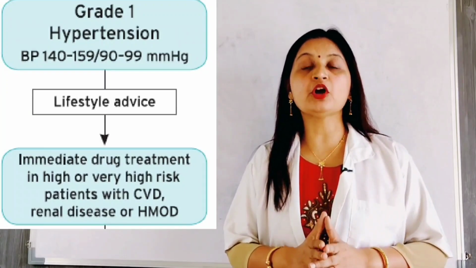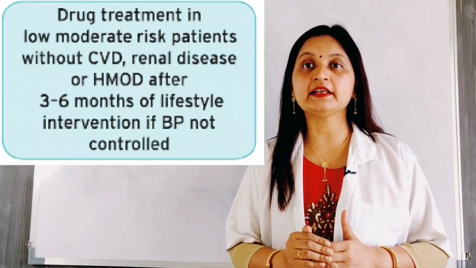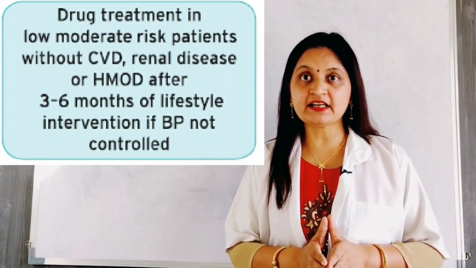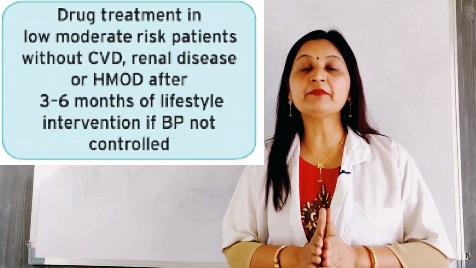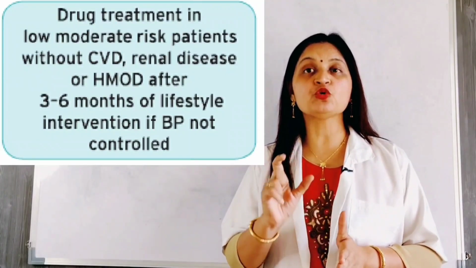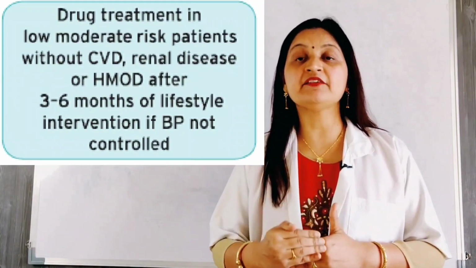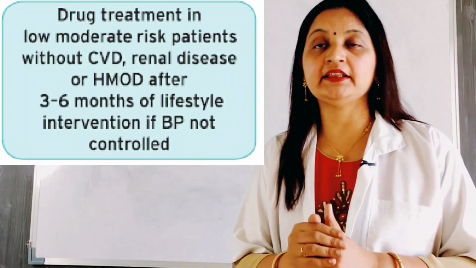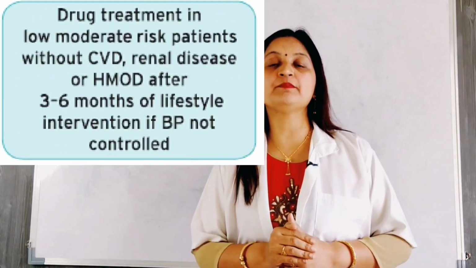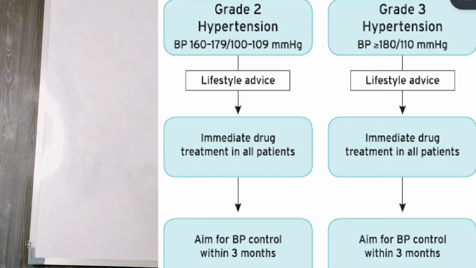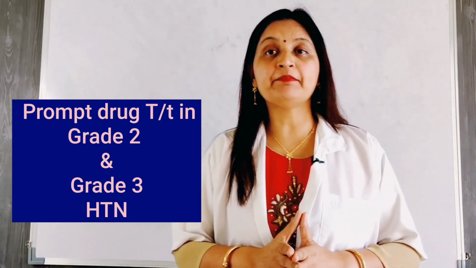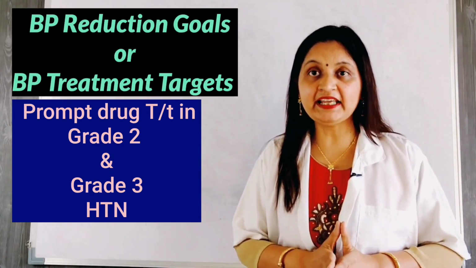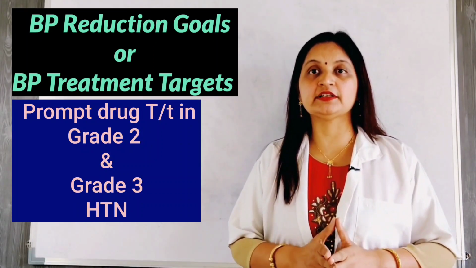However, if the patient belongs to low to moderate risk category, lifestyle intervention is advised and blood pressure is regularly monitored. If the blood pressure is not controlled within 3 to 6 months, antihypertensive drug therapy should be initiated in these patients, even if the patient belongs to low to moderate risk category. Next, we move on to grade 2 and grade 3 hypertension. Both in grade 2 and grade 3 hypertension, prompt treatment with antihypertensive drugs is initiated.